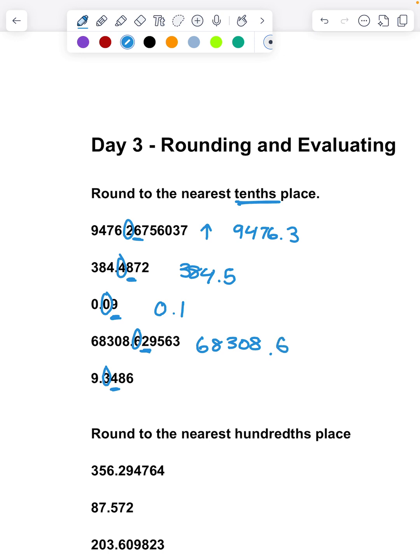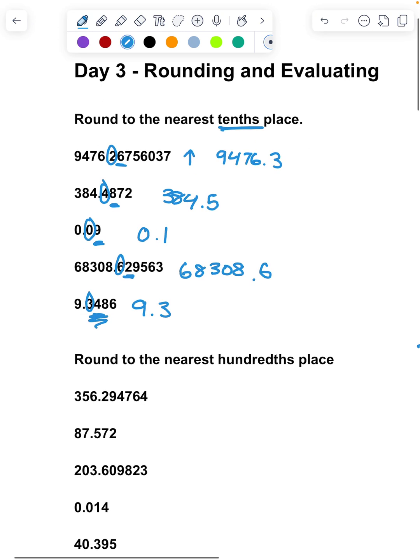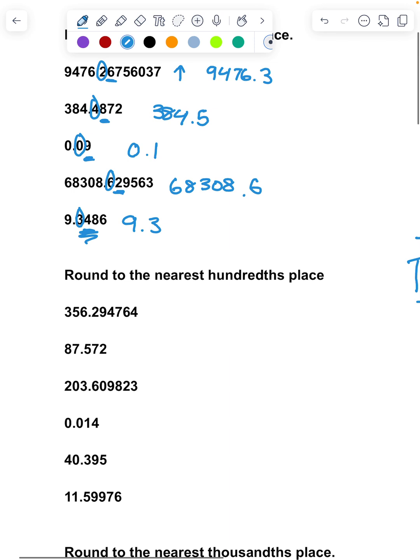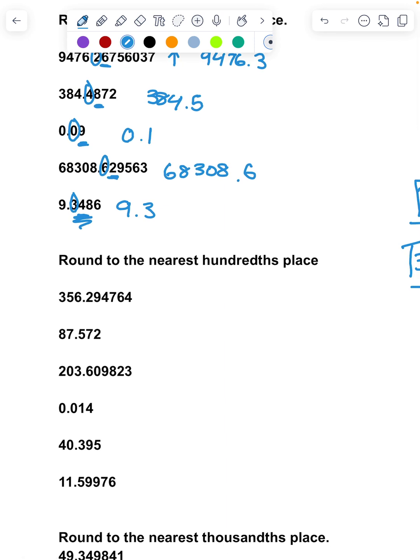A little side note, there is no rounding down. I would never change that 6 to a 5 just because a smaller number comes after it. Finally, this is going to stay 9.3 because the number that comes after it is less than 5. The same rules are going to apply to the hundredths place, except this time you're just looking at a different number and the number that comes after it.